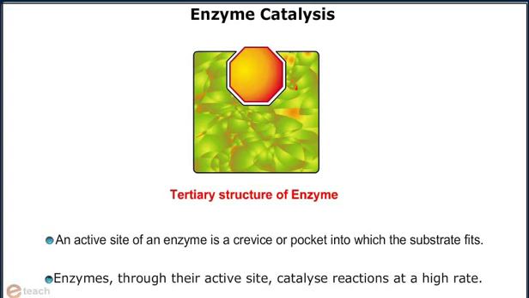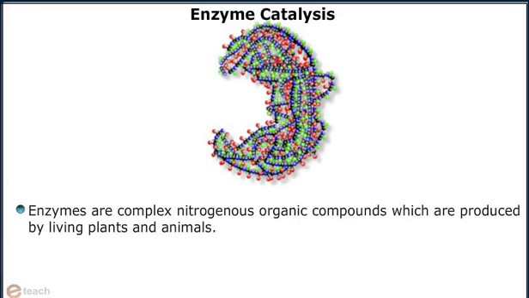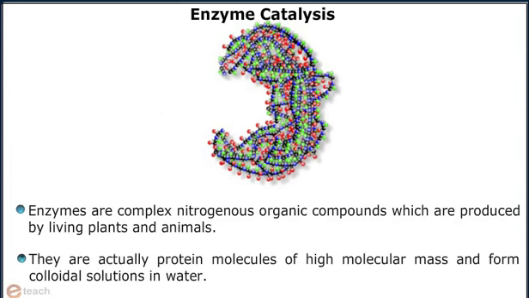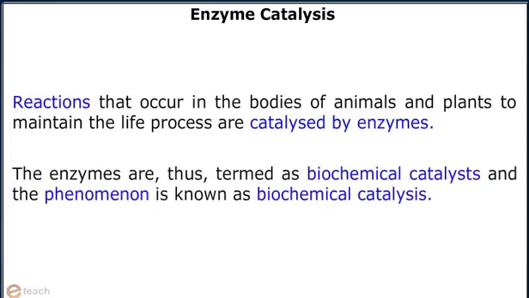You can see here the tertiary structure of enzyme. Enzymes are complex nitrogenous organic compounds which are produced by living plants and animals. They are actually protein molecules of high molecular mass and form colloidal solutions in water. Reactions that occur in the bodies of animals and plants to maintain the life process are catalyzed by enzymes. The enzymes are thus termed biochemical catalysts, and the phenomenon is known as biochemical catalysis.